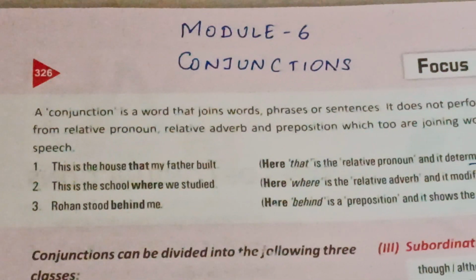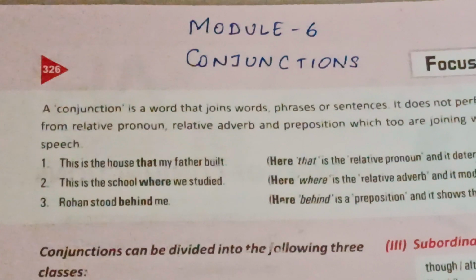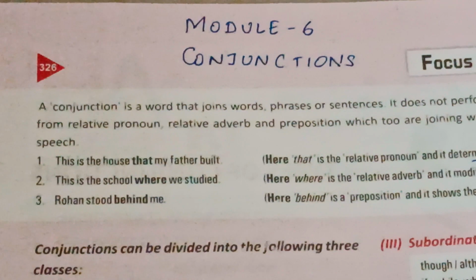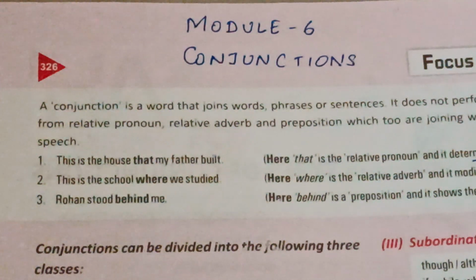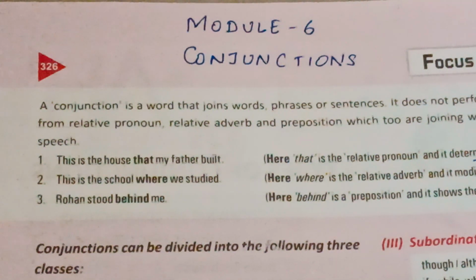of speech, right? So here we have an example of a relative pronoun: this is the house that my father built. Here, that is not a conjunction, although it is connecting, it is joining two parts. Like, this is the house that my father built. That is determining a house, which is a noun. And children, you know that a relative pronoun determines a noun, right?